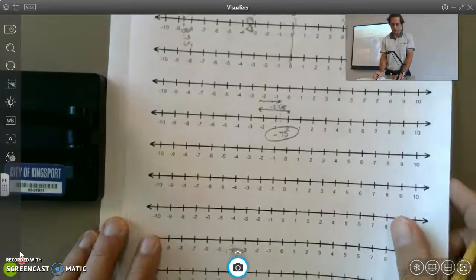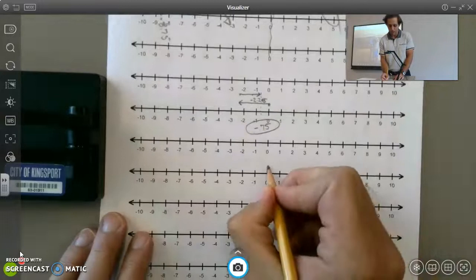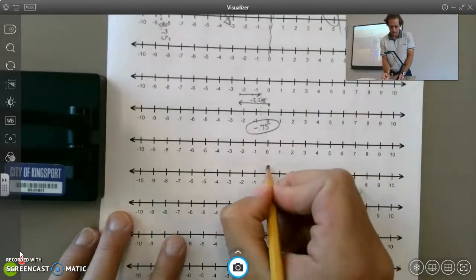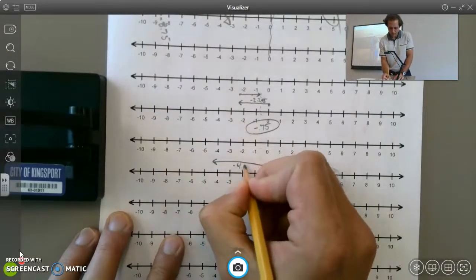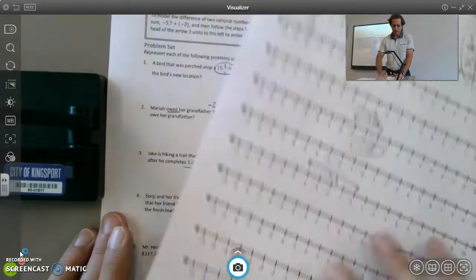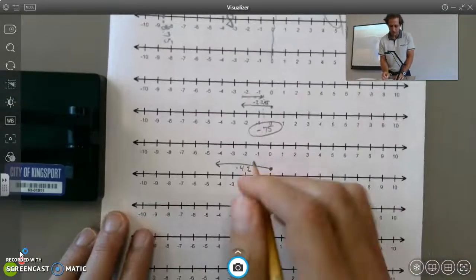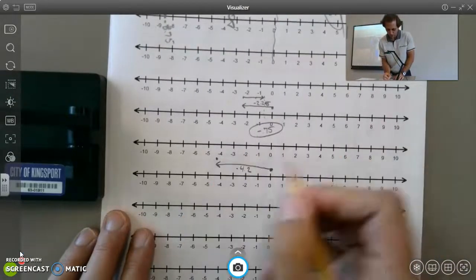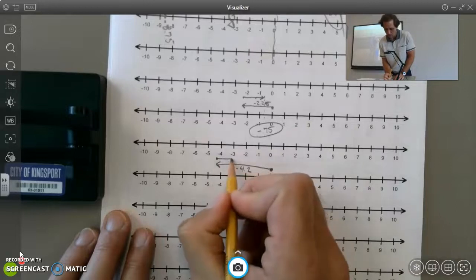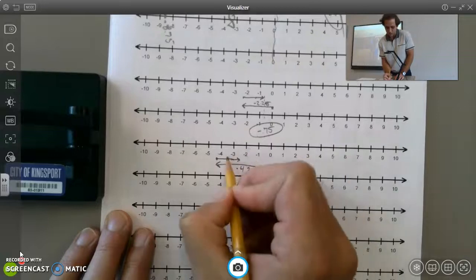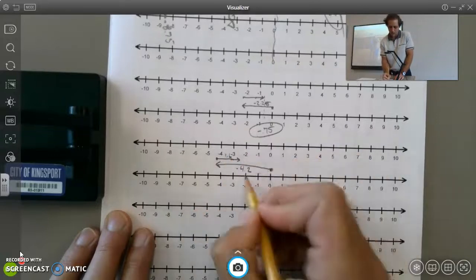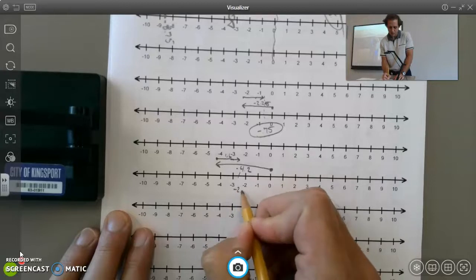So let's go ahead and use the number line. Let's go to negative 4.2. And then he's going to hike 1.6 miles in the positive direction. So if I go 1, that puts me at negative 3.2. If I go 0.2, that puts me at negative 3. And then I would have another 0.4 to go. So it's 1.6, and that would put me at negative 2.6.